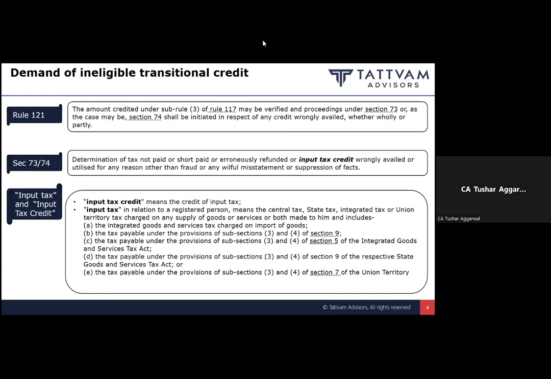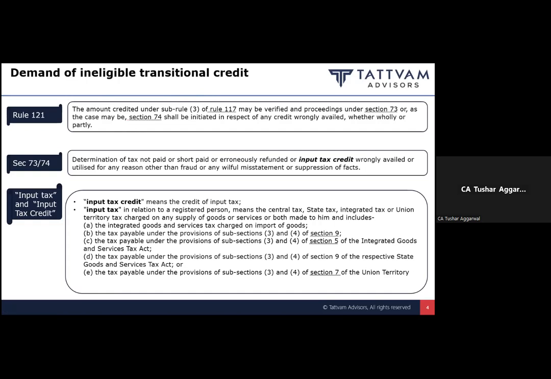What do we mean by input tax credit? Sections 73 and 74 use the words input tax credit. Let's go to the definition of input tax credit. Input tax credit means the credit of input tax. Again, input tax is defined. It says input tax in relation to a registered person means the CGST, SGST, IGST on any supply of goods or services or both made to him, and includes IGST on import or reverse charge credit, etc. So ultimately, the definition of input tax credit means only the credit which you have taken in the GST regime, that is the CGST, SGST, IGST credit, either under forward charge or reverse charge or on import of goods.